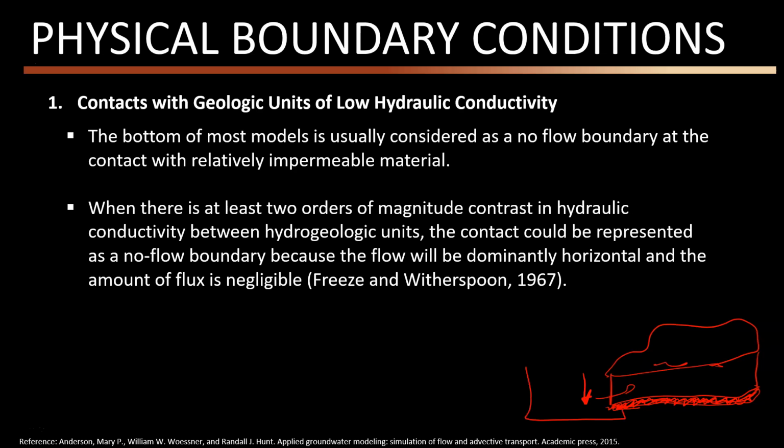Usually, if the hydraulic conductivity of this layer is almost 2 or 3 orders of magnitude less than the hydraulic conductivity of the aquifer system that we have there, for example, if this is 30 meter per day and this is like 0.3 meter per day, this can be reasonably considered as a no flow boundary condition.